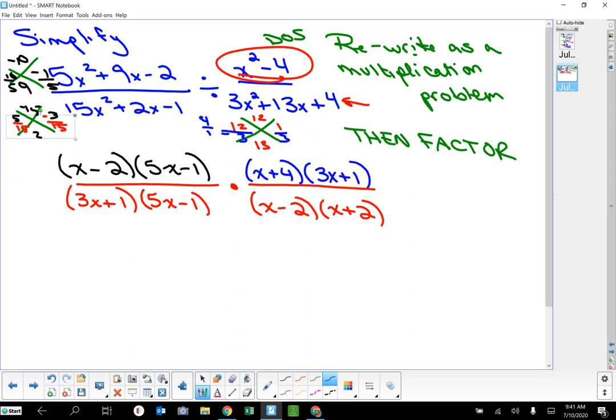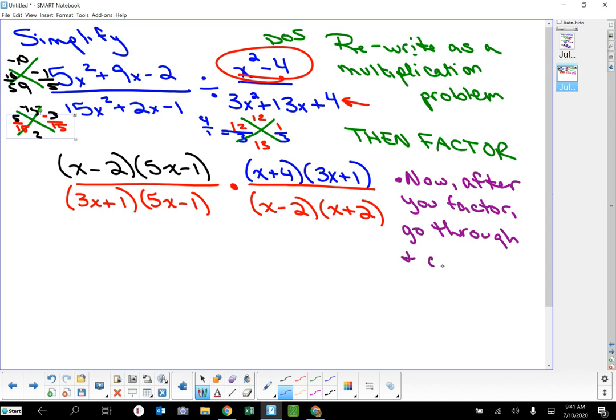All right, so now I can go through and cancel any common factors. Now, after you factor, go through and cancel. I should say cross cancel. I won't, but that's the indication because top and bottom, right? Cross cancel any common factors. And you're going to find that they always have some. If there's not at least one, you've made an error in your cancel or your factoring.